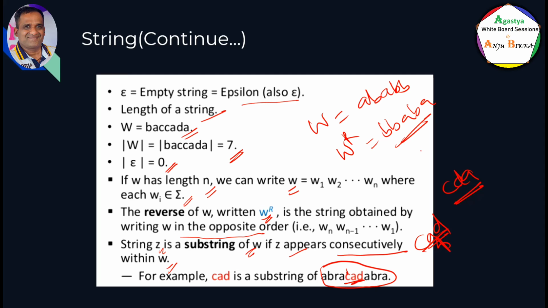If we take A, B, R, A, C, A, D, A, B, R, A, this is the start and this is the end. You need to take consecutive characters starting from any character, either from here, here, or here. If you start from here, you need to go consecutively and cut. Then this becomes a substring. You can start from anywhere and move forward. However many characters you want, you take and cut it down. Then it becomes a substring, consecutive.